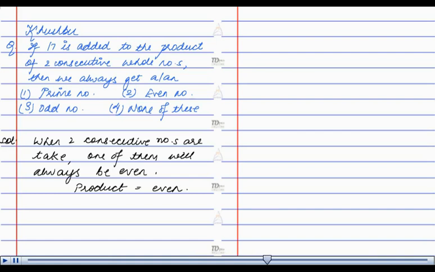When 17, that is an odd number, is added to it, we will get an odd number, and therefore when 17 is added to the product of two consecutive whole numbers, we always get an odd number. So the correct answer is option number 3.